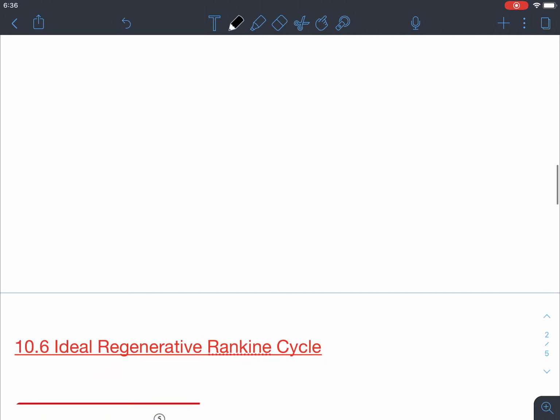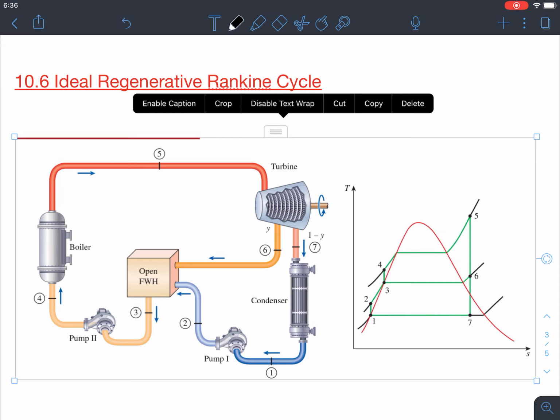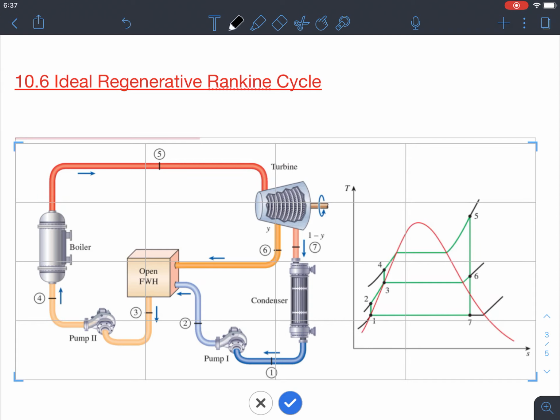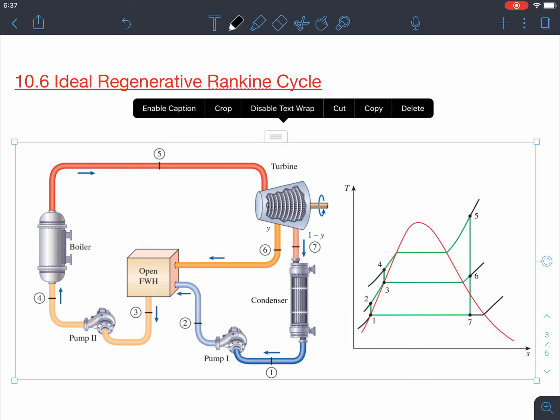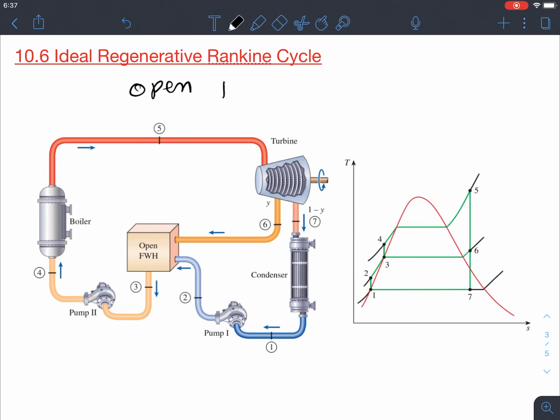Okay, so let's go ahead and take a look at another topic, basically the ideal regenerative Rankine cycle. So we saw the regenerative system in the Brayton cycle. So let's take a look at what is happening in the Rankine cycle. Okay, so in the Rankine cycle, regeneration can be done in two ways. One is the open feed water system, another is the closed feed water system, right? So this one is the open feed water system.